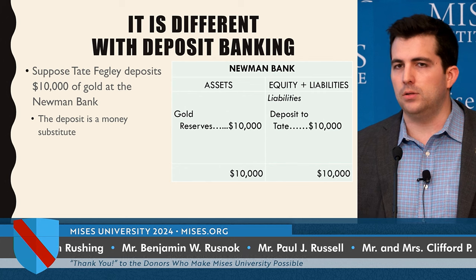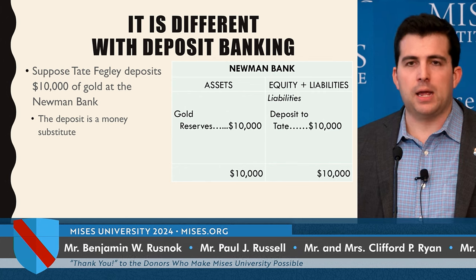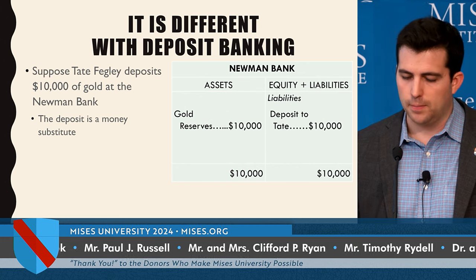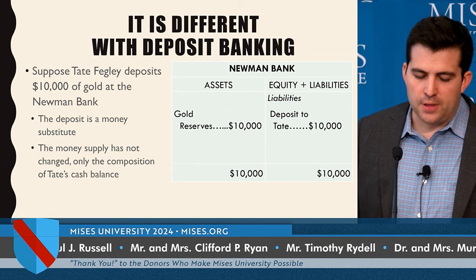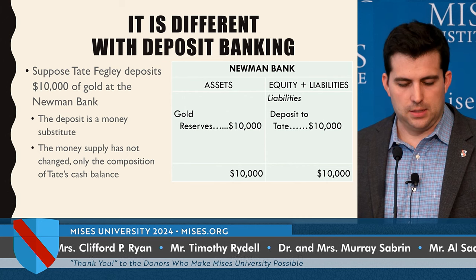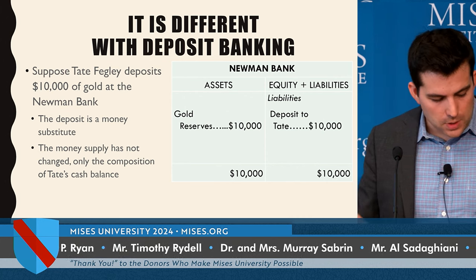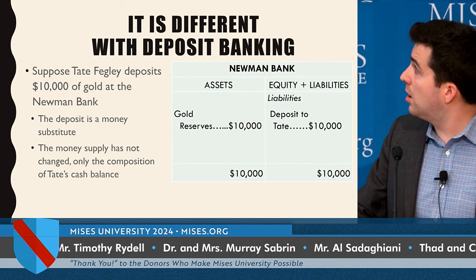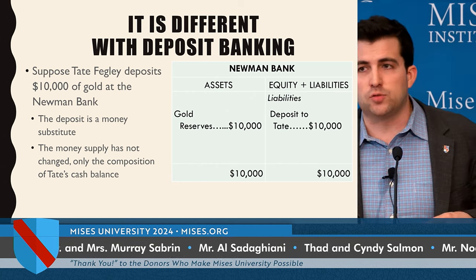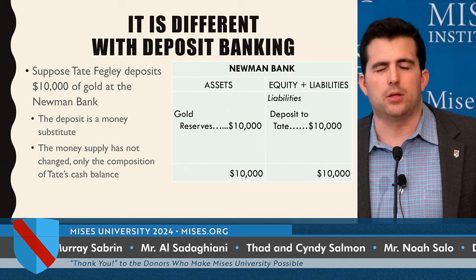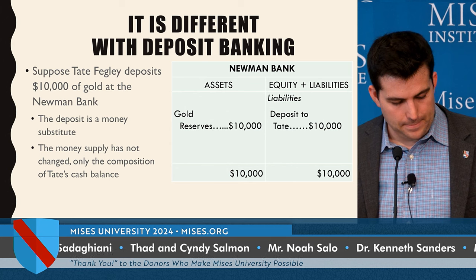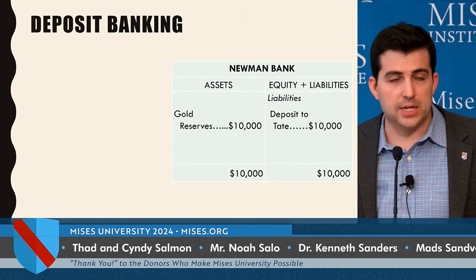Pear can't go to the Newman Bank tomorrow and say, "I'd like my money back." I'd say, "Well, you signed the contract. You've got to wait a year." And once again, so far, the money supply has not changed. It's only the composition of the cash balances that has changed. All that's happened is Tate's cash balance has changed from $10,000 in gold to $10,000 in a deposit. So we've got the same balance sheet as before.